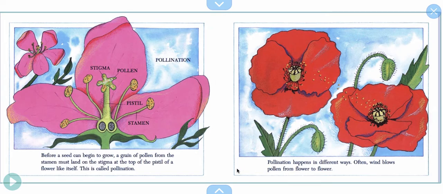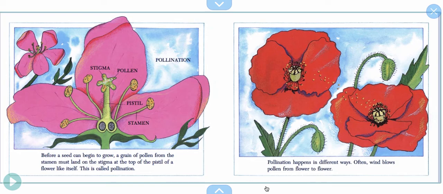Before a seed can begin to grow, a grain of pollen from the stamen must land on the stigma at the top of the pistil of a flower like itself. This is called pollination. Pollination, pollen, stigma, pistil, stamen.